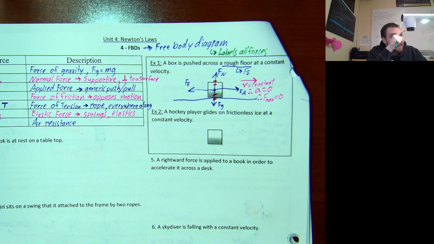They're all balanced. If all the forces are balanced, and we've balanced Fn with Fg, we know those two are the same. If F net equals 0, what other two forces must be the same?